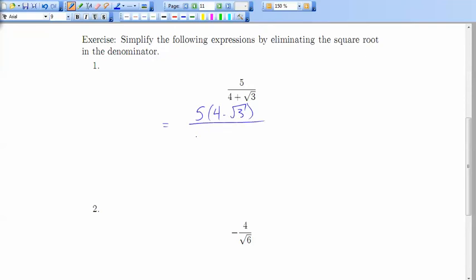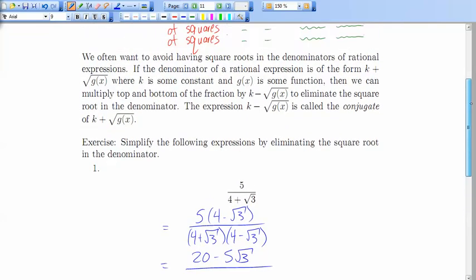Now again, you may be wondering why on earth we would do this. Just wait for it. All I want you to realize at this moment is that we are allowed to do it. So I'm multiplying top and bottom by the same thing. I'm always allowed to do that. I haven't fundamentally changed my fraction. Now in the top, well, I guess we get 20 minus 5 root 3. Not very exciting stuff. But in the denominator, we have this difference of squares idea here.